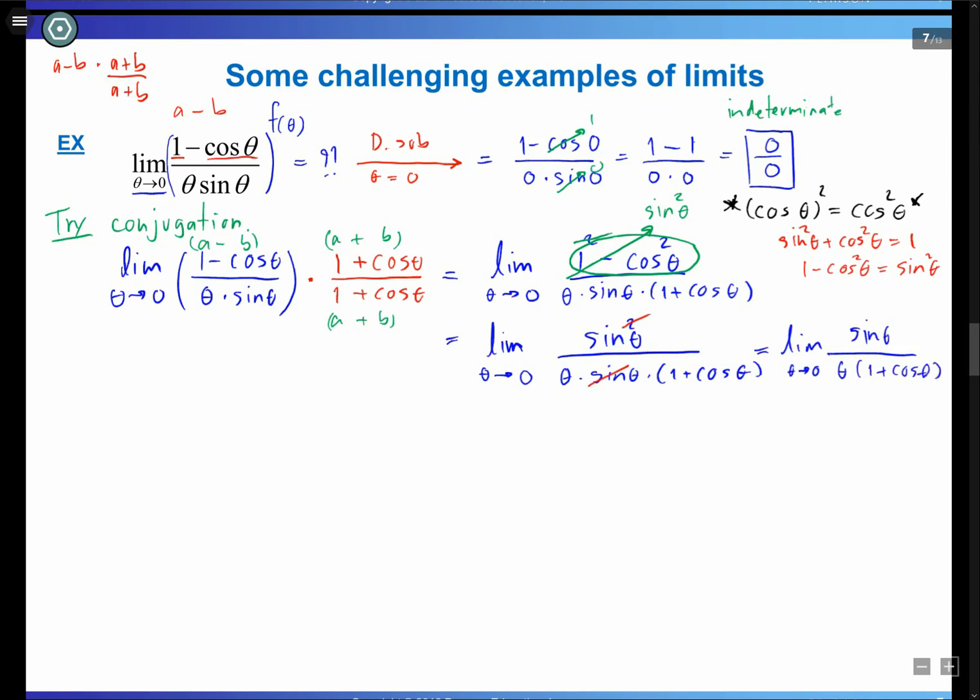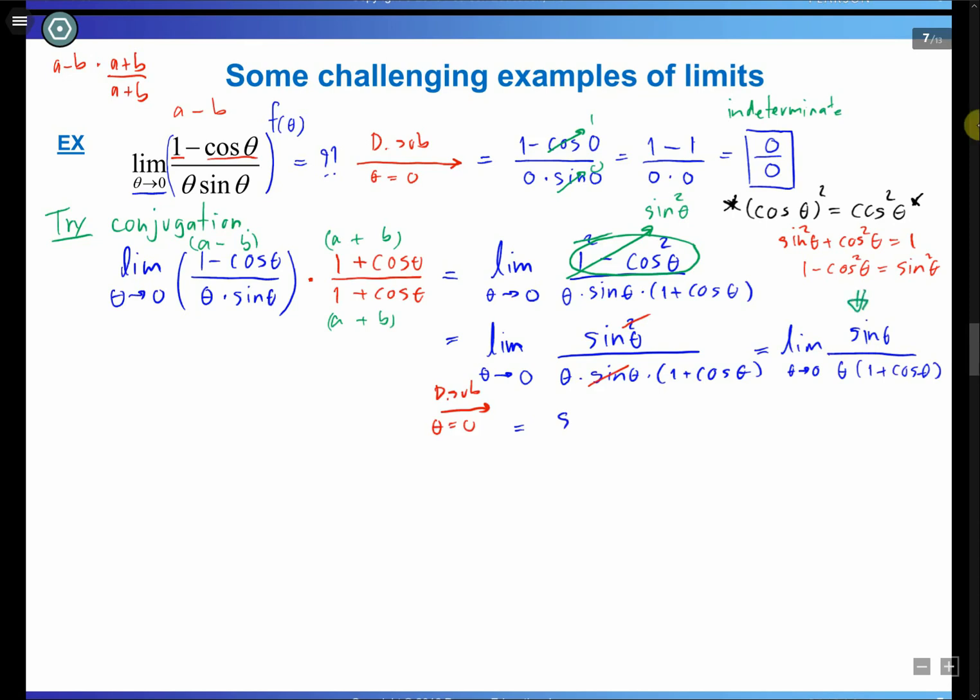What about we try direct substitution? Now we want to try direct substitution, which means that we are going to put in theta equal to 0. So that's going to be equal to, sine, okay, we are looking at this.